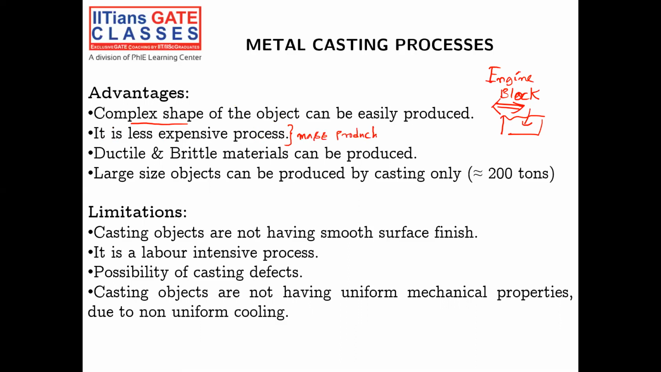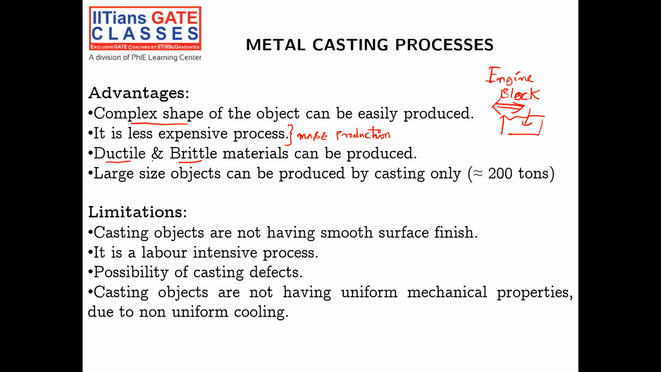The initial cost might be a little high. As you keep using it for mass production, the expenses come down. Ductile and brittle materials can both be produced by casting. Any other procedure cannot be used to make both materials, right? Because ductile and brittle are different in their own senses. Ductile material is soft, brittle materials are very hard.